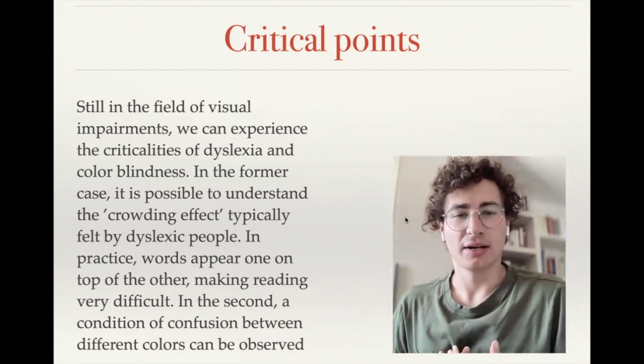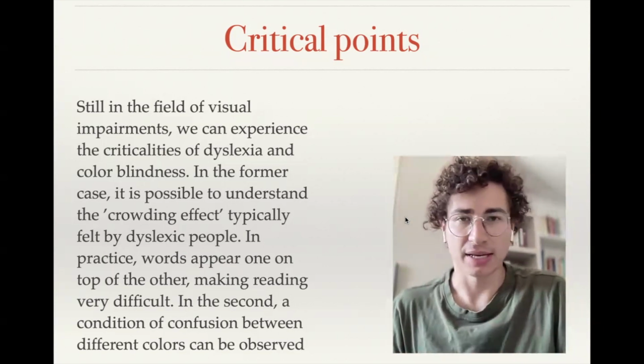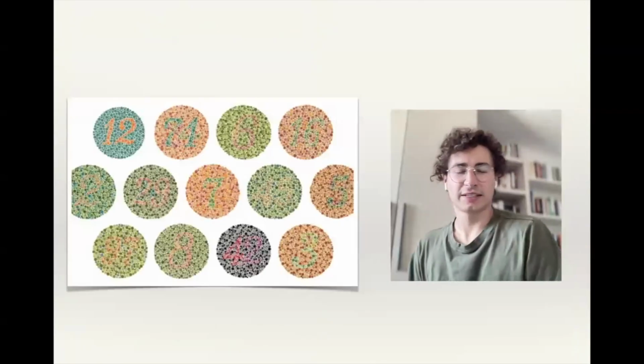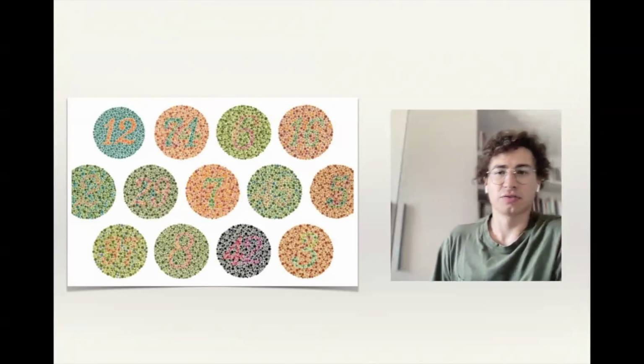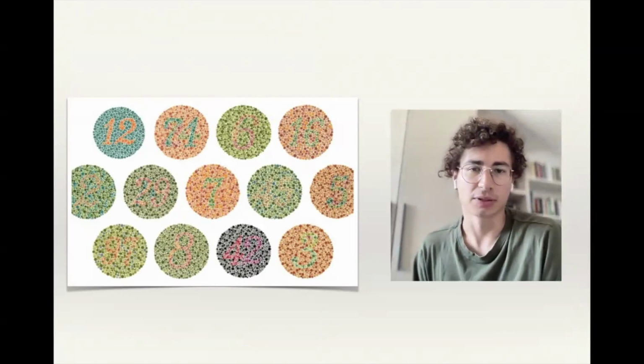Now we make an example. This is the example of crowding effect, and we can see how difficult is read. And this is an example of color blindness or daltonism.